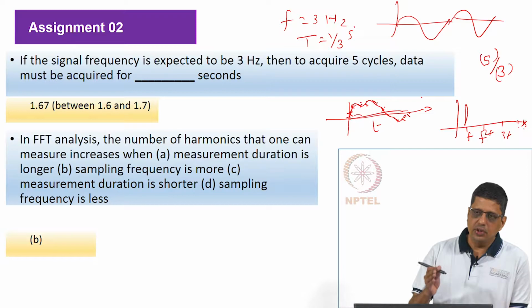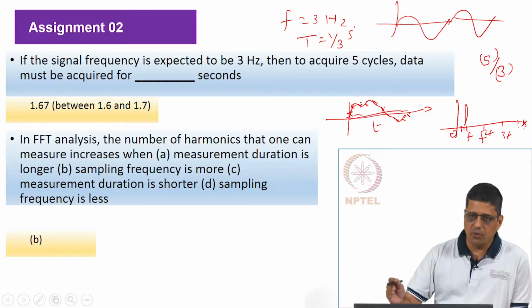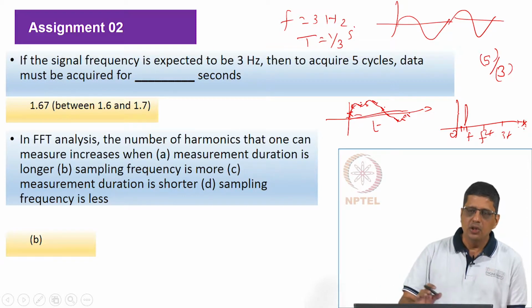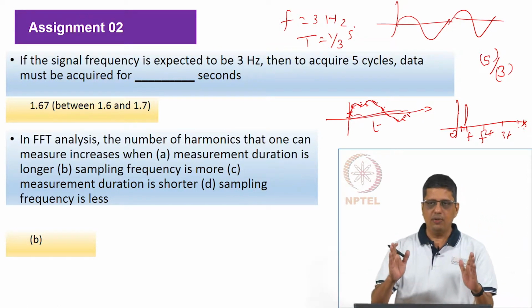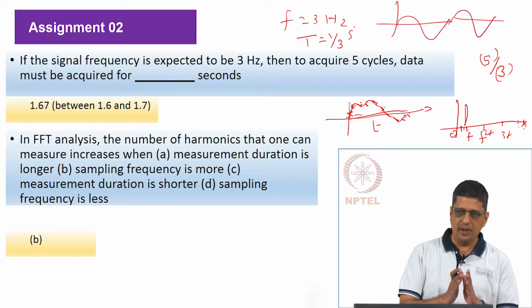Okay. If you increase the duration, what happens is the resolution in the frequency domain becomes more, that is, instead of 0 f to f, you can get 0.1 f, 0.2 f, etc. Okay. So, the duration in the time domain is related to the resolution in the frequency domain, and sampling rate, if it increases, then the number of harmonics that you can get increases.